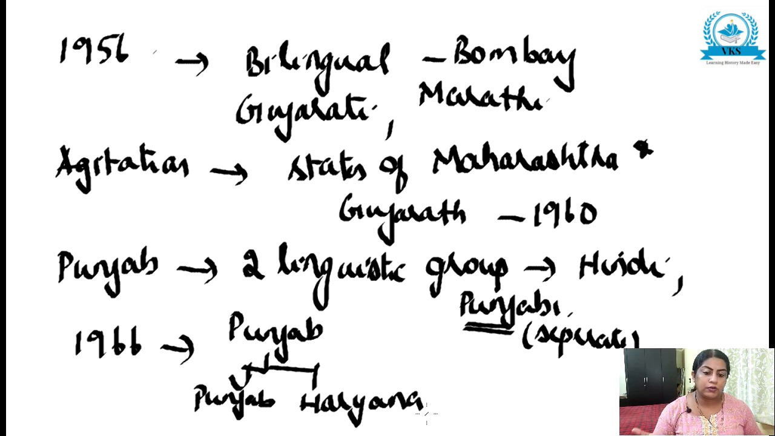In 1956 Bombay was still bilingual, consisting of Gujarati and Marathi speaking people. After a strong agitation, the states of Maharashtra and Gujarat came into being in 1960. In Punjab also, there were two linguistic groups, Hindi speaking people and Punjabi speaking people. Punjabi speaking people demanded a separate state, but in the beginning the State Reorganization Committee refused to accept this because they said it would not solve either the linguistic or the communal issue of Punjab. But after several powerful movements, finally in 1966 Punjab was divided into Punjab and Haryana.